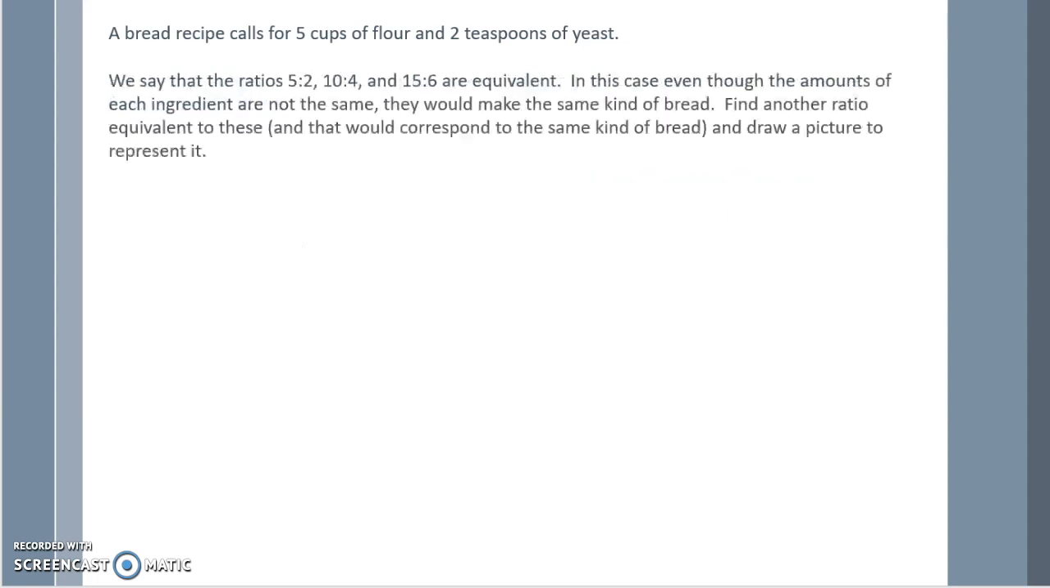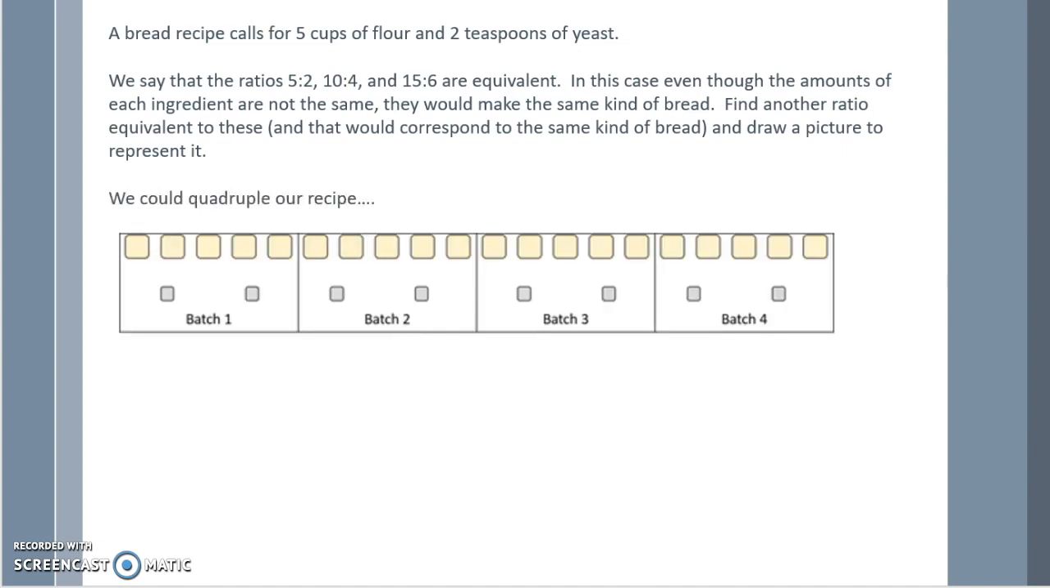We say that the ratios 5 to 2, 10 to 4, and 15 to 6 are equivalent. In this case, even though the amounts of each ingredient are not the same, they would make the same kind of bread. Find another ratio equivalent to these that would correspond to the same kind of bread, and draw a picture to represent it. We could quadruple the recipe, meaning I would have 4 batches, so I would need 20 cups of flour and 8 teaspoons of yeast.